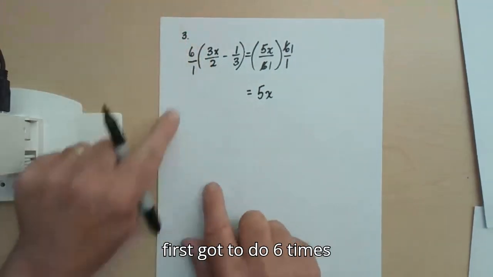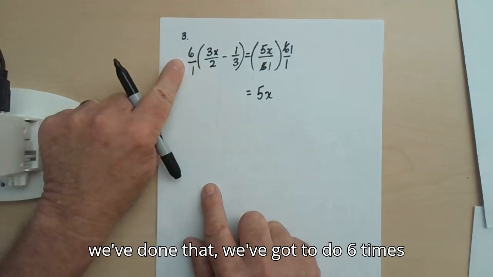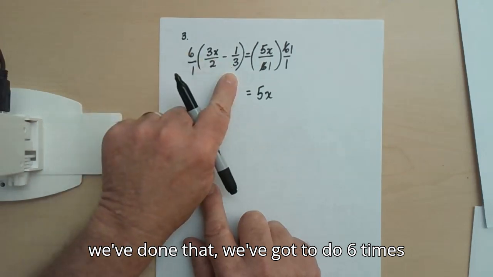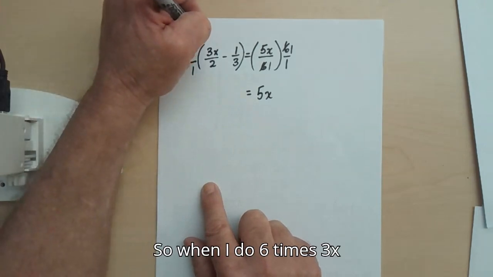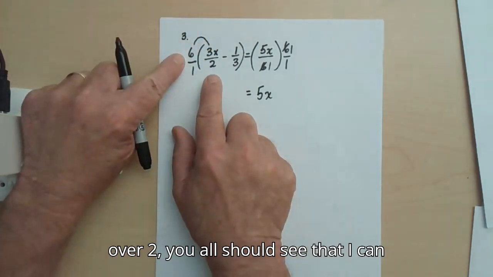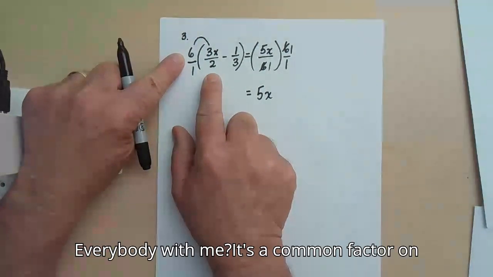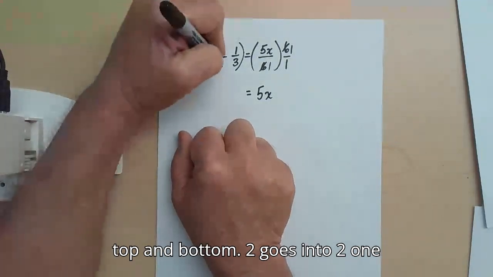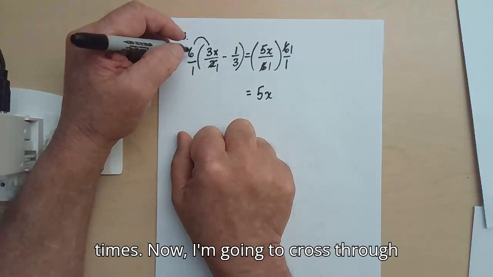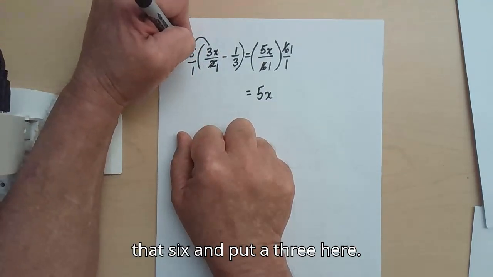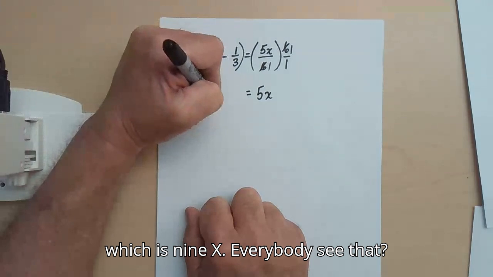It was real simple. Now over here, you've got to distribute. So you first have to do 6 times 3x over 2. Once we've done that, we have to do 6 times negative 1 over 3. So when I do 6 times 3x over 2, you should see that I can cancel a 2 here, right? It's a common factor on top and bottom. 2 goes into 2 one time. 2 goes into 6 3 times. Now I'm going to cross through that 6 and put a 3 here. And that gives me 3 times 3x, which is 9x.